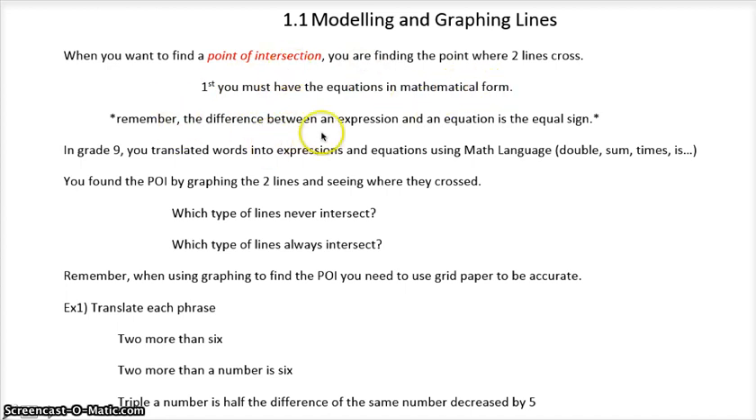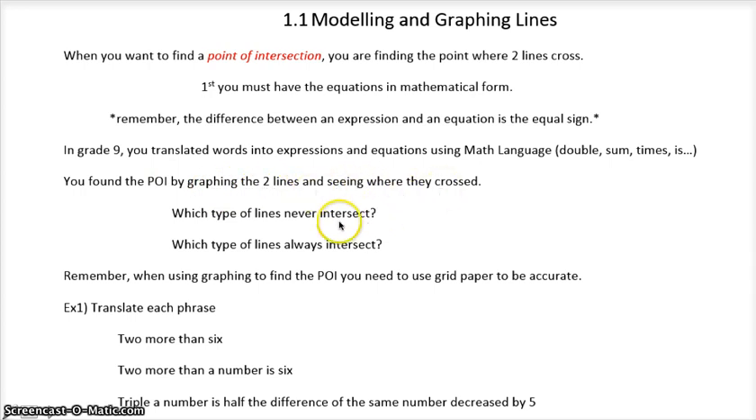Remember the difference between an expression and an equation is the equal sign. So if you don't have an equal sign, you've only written an expression. So in grade 9, we translated words into expressions and equations using math language: double, sum, times, is, product, and so on. And we found the point of intersection by graphing the two lines and seeing where they crossed.